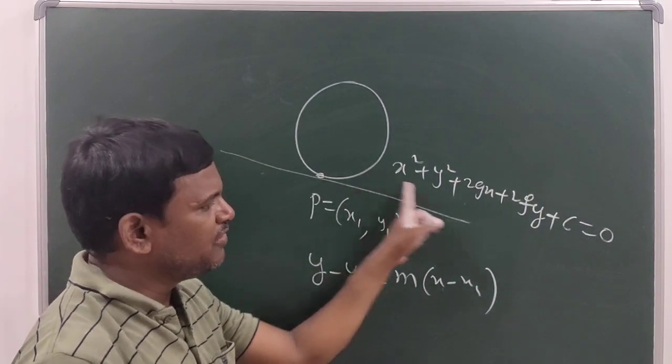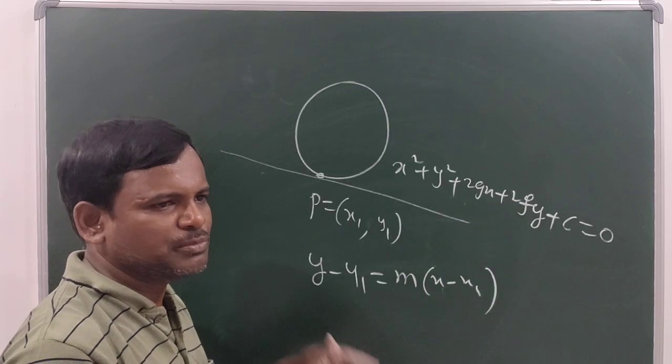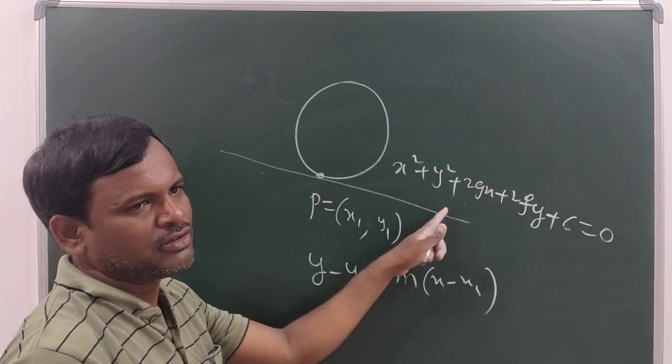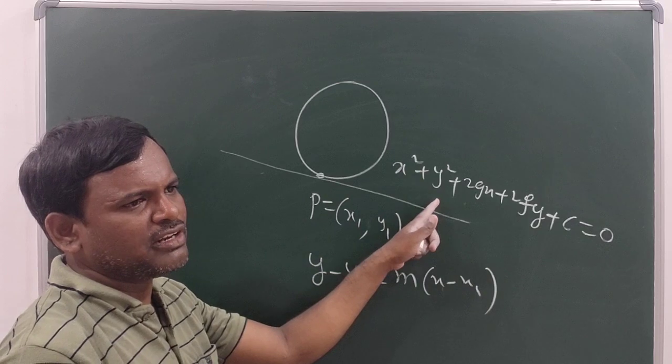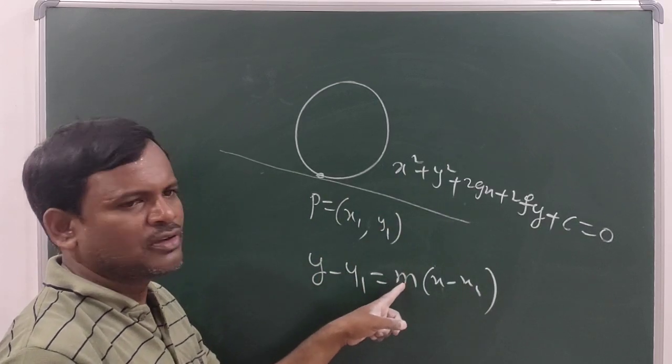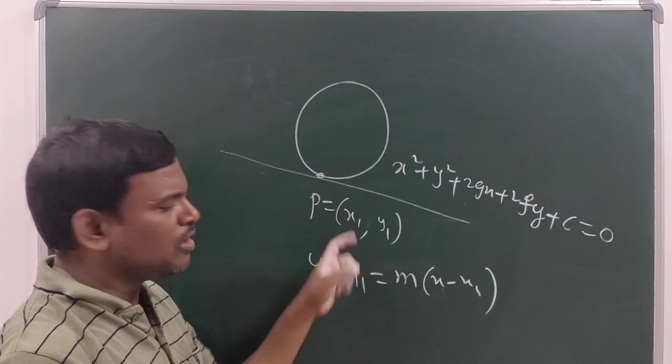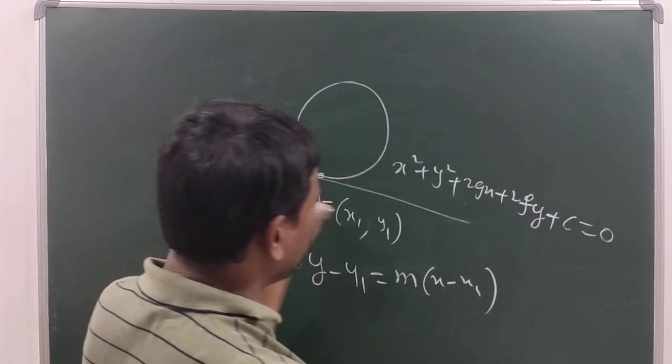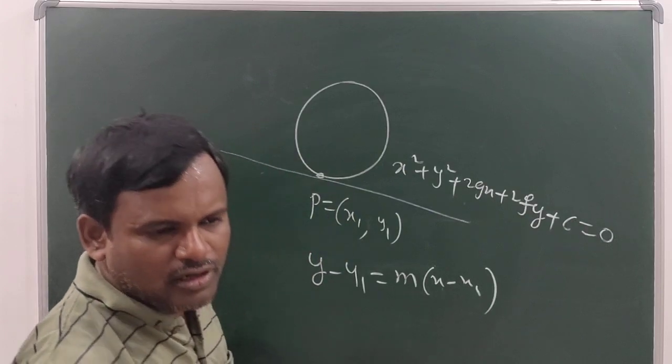What do you do? Differentiate this circle equation with respect to x and substitute this point. On substituting this point, what do you get? The slope of this tangent, that is m. And the point is given, so apply the point slope form so that you will get the equation of this tangent.